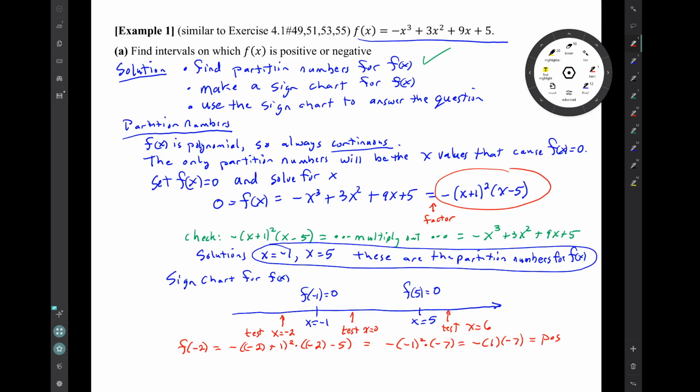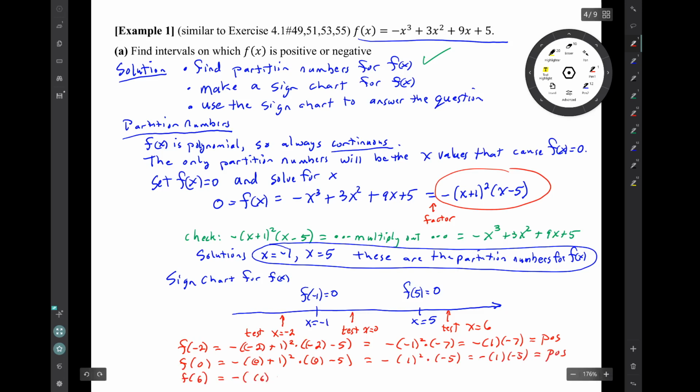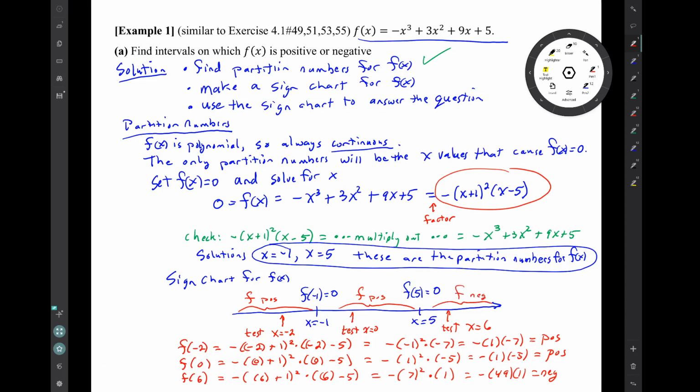So f of negative 2 is positive. We don't care about the value, we just want to know about the sign. So f of 0 is also positive. So f of 6 is negative. So these results tell us not just about the sign of f at these test numbers, but actually on the whole intervals. So f is positive and negative on those whole intervals.